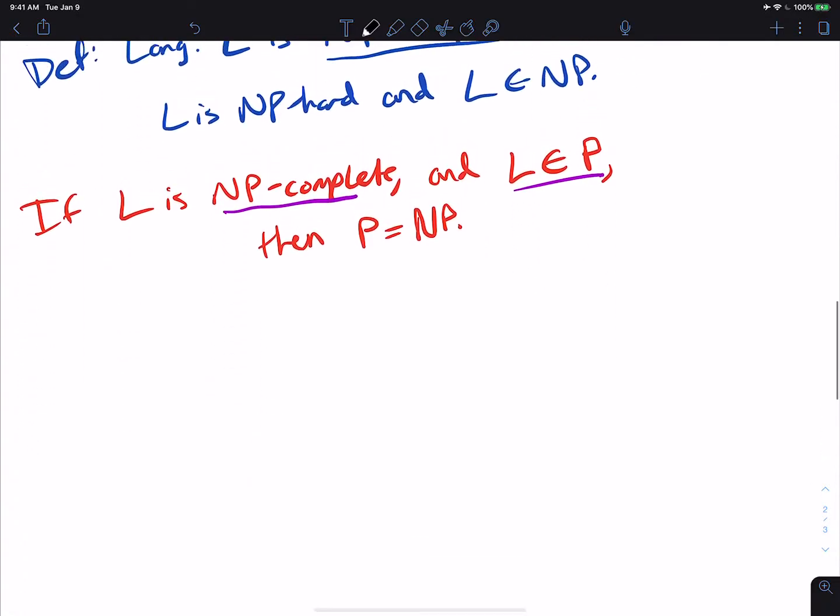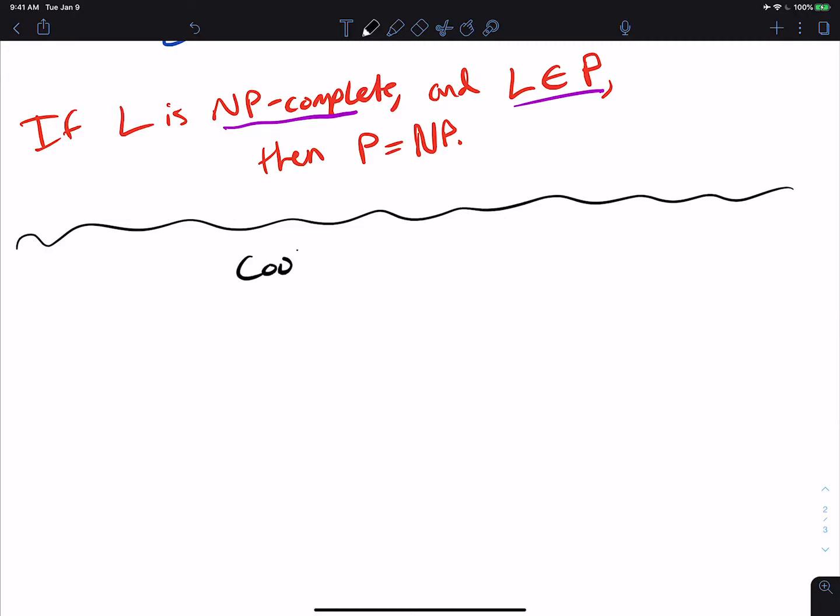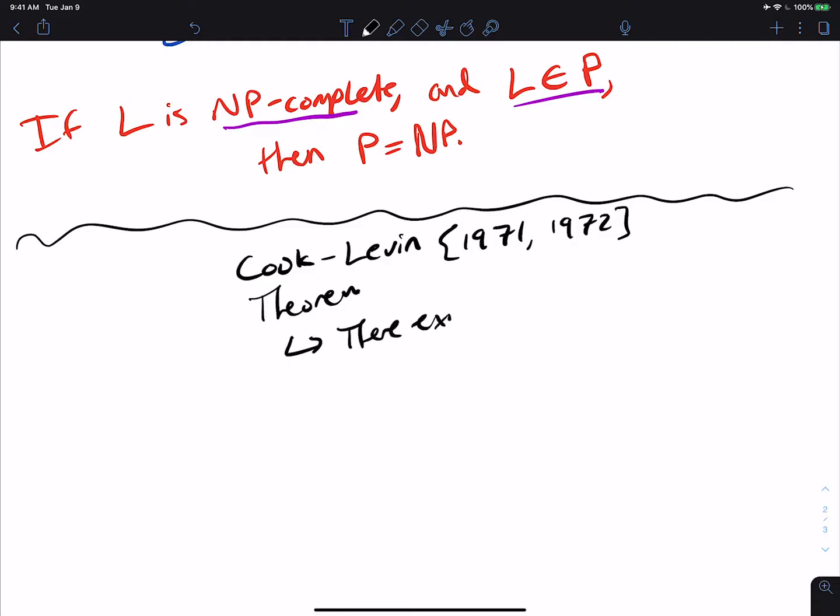The problem that we're going to talk about was first proved by Cook and Levin in the early 1970s. So this is 1971. I think Levin did it in 72 or 73 or something, but it's called the Cook-Levin theorem. So their basic result here is that there exists an NP-complete problem. So there is an NP-complete problem to start with.